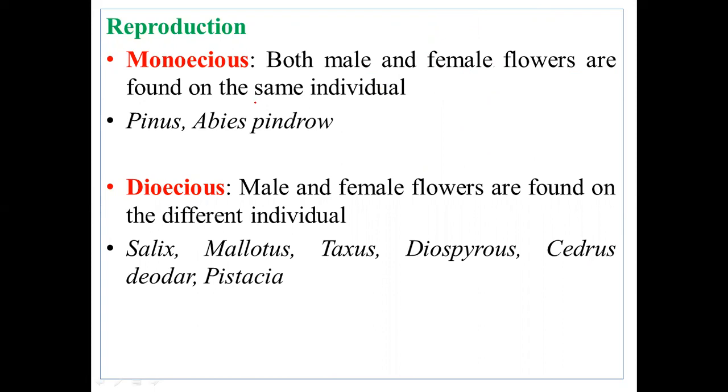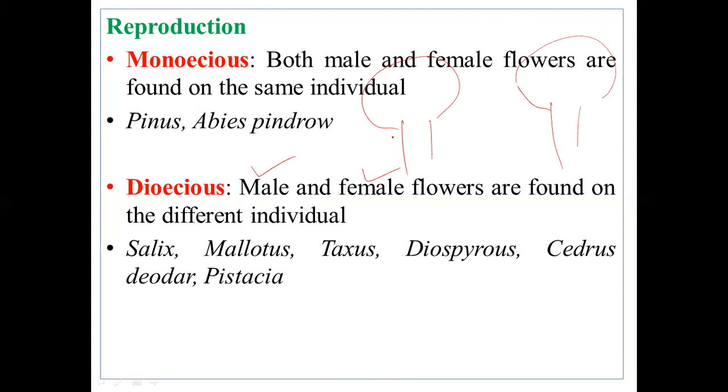Here the examples are very important. Pinus as well as Abies spindrow come under monoecious. In the single plant we have both male and female flowers. And next one is dioecious plants. In dioecious plants, one plant has the male flower and another plant has the female flower. The male and female flowers are found on different individuals.